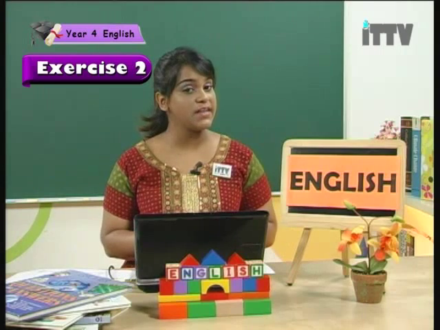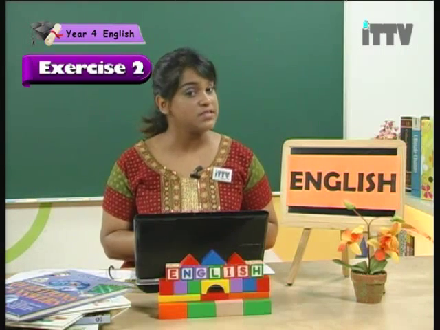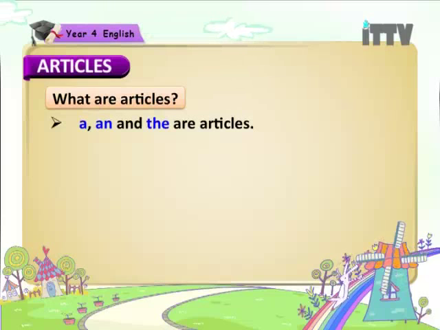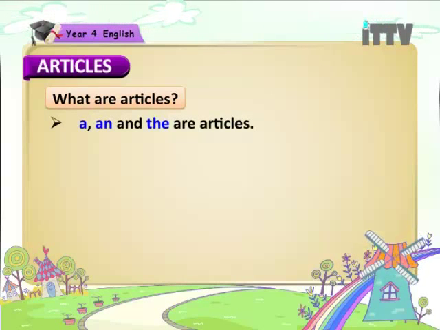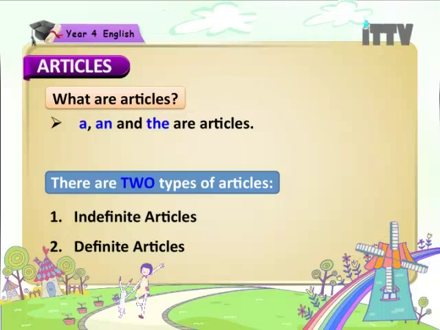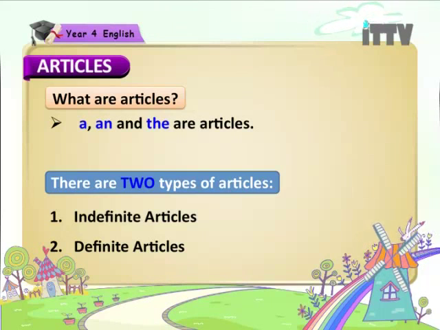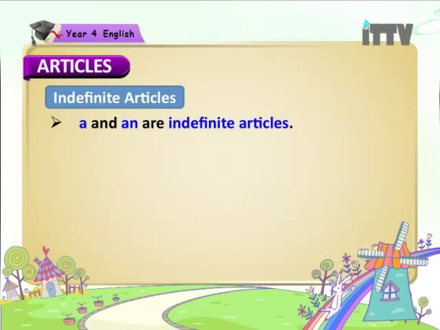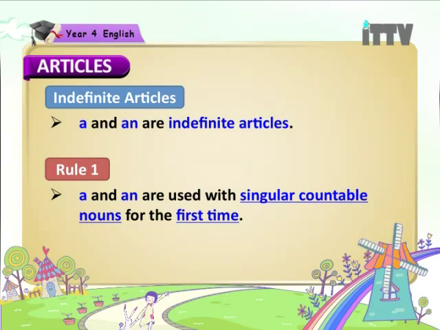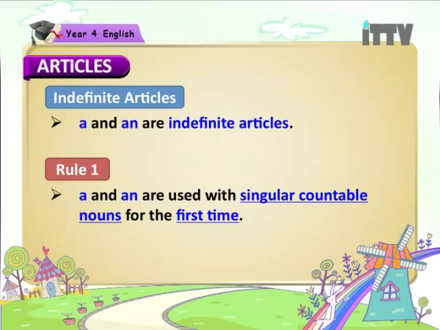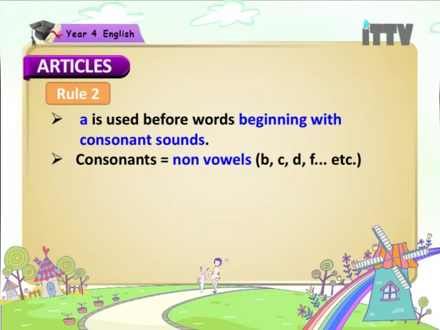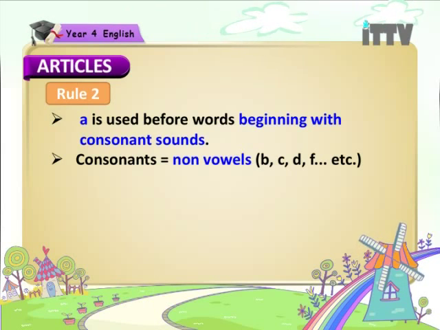Now we've come to the end of our lesson, so let us summarize what we learned today. A, an, and the are articles. There are two types of articles, indefinite articles and definite articles. A and an are indefinite articles. A and an are used with singular countable nouns for the first time. A is used before words beginning with consonant sounds. Now, consonant sounds are non-vowels. For instance, B, C, D, F.